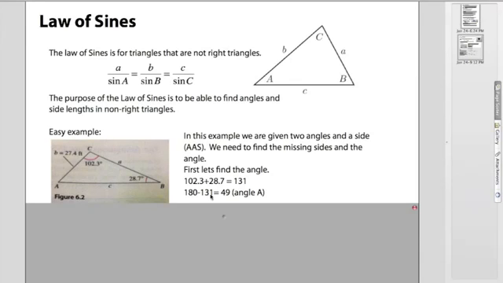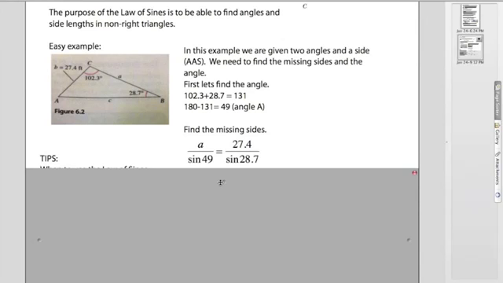To find the side lengths, not so easy. I don't really have a quick and easy way to do this, so we're going to use the law of sines. First I identify which pair of side and angle I have. We have side length b, which is 27.4, and angle B, which is 28.7. So I'm going to set up my problem. I'm going to find side length a first, because I just figured out angle A. I could have done c first; these two parts could be done interchangeably because it doesn't really matter.